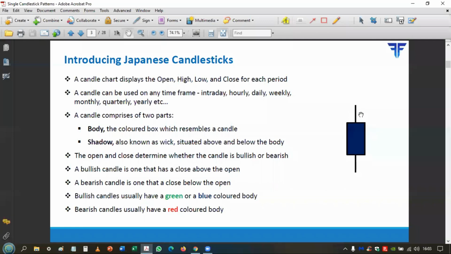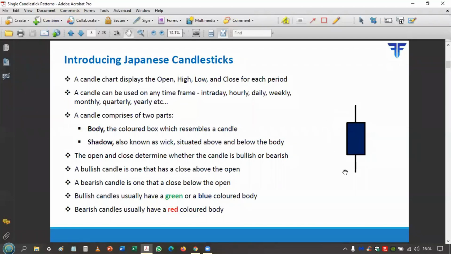Good news about Japanese candlestick patterns is that they can be applied across various time frames, be it the intraday chart such as 1 second chart, 1 minute chart, 15-minute chart, etc. Be it the hourly chart, be it the daily or weekly chart, or be it the long-term chart such as monthly, quarterly, and yearly chart. Just like bar charts, candle charts are applicable across various different time frames. That's the best news.